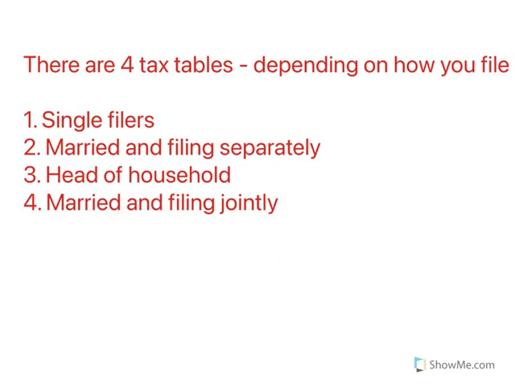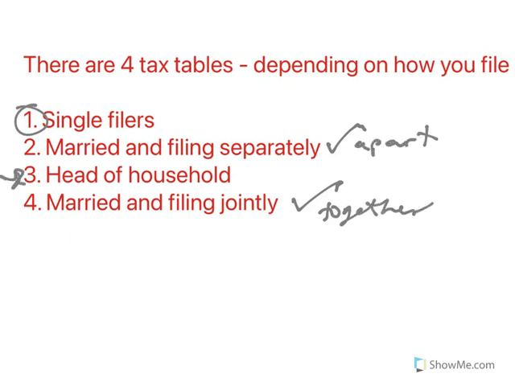So there are 4 tax tables when we're thinking about filing taxes, and it depends on how you are filing. Like I am single, I'm not married, I have no kids. I am a single filer, okay? If you are married, you could be filing separately, or you could be married and filing jointly, right? So together or apart. And then you have the head of household, which I've never been, so I don't know anything about that one. I am a single filer, and therefore I will do an example about a single filer. So different tables, different amounts, all depending on how you file.